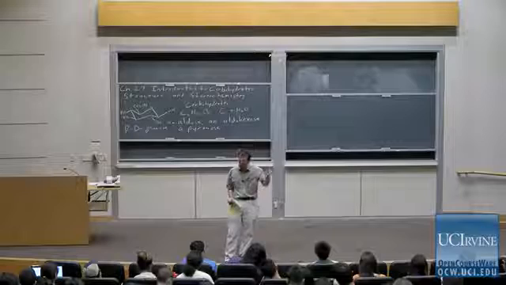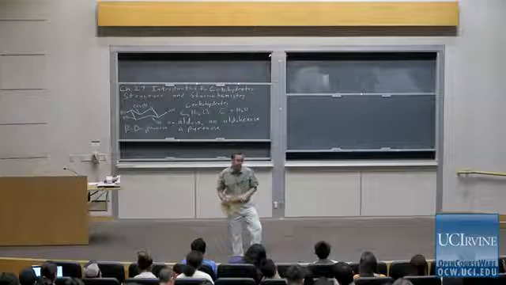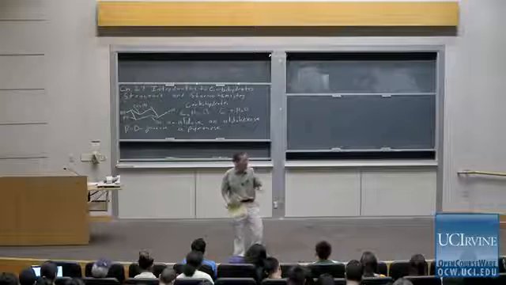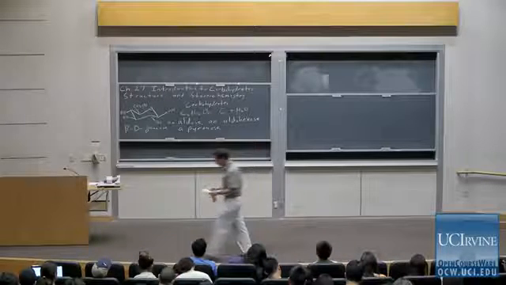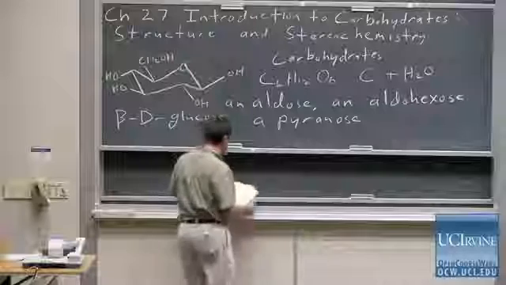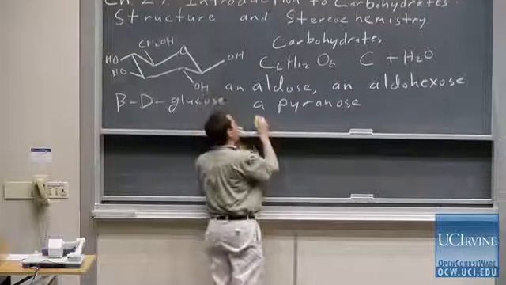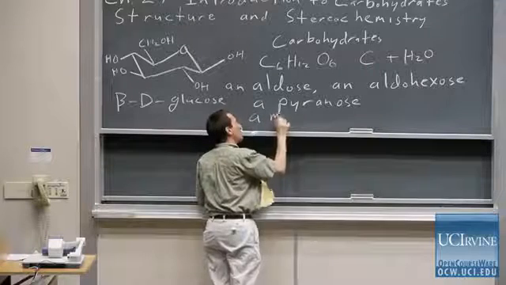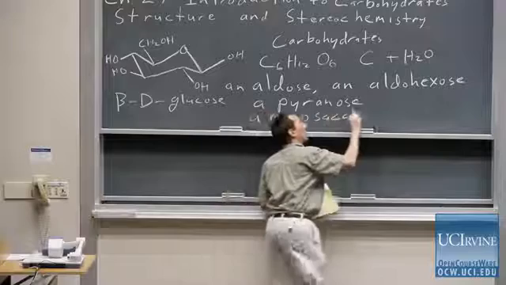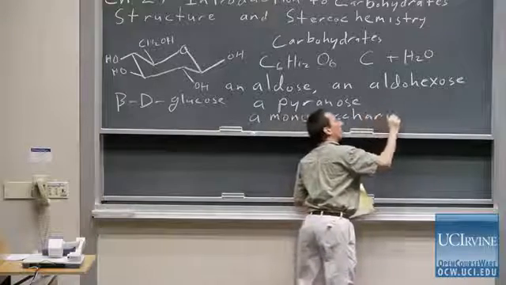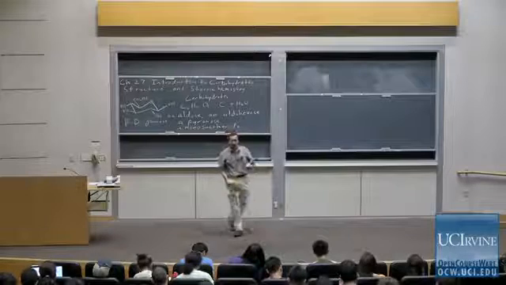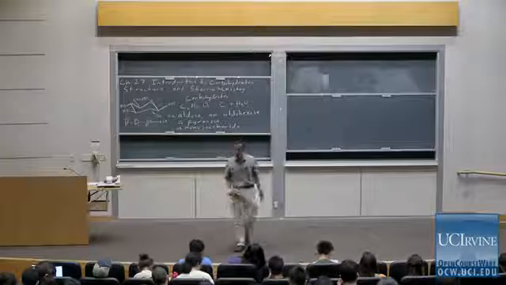Tetrahydrofuran, we've seen that THF is a solvent, and there are other sugars that have 5-membered rings in them that you would call a furanose or a furanose form of the sugar. And as long as we're talking about names here, we would also refer to glucose as a monosaccharide. Mono, of course, means 1, saccharide, well, sugar.